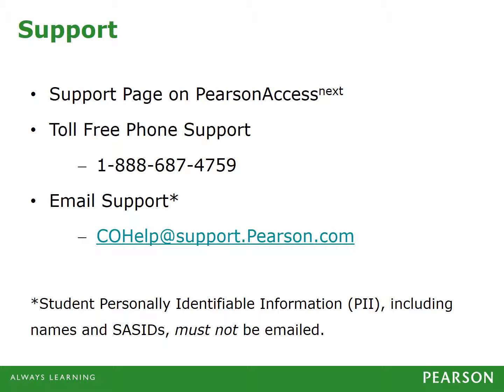This last page contains some information about where you can get some additional information as it relates to the CoAlt Science and Social Studies Administration. There's a support page that's available on Pearson Access Next. There's toll-free phone support at 1-888-687-4759, and you can also email for support at clhelp@support.pearson.com. Student personally identifiable information, including names and SACES, must not be emailed.